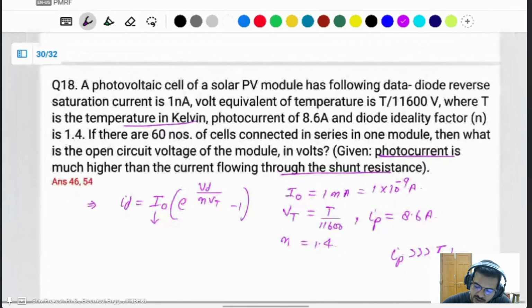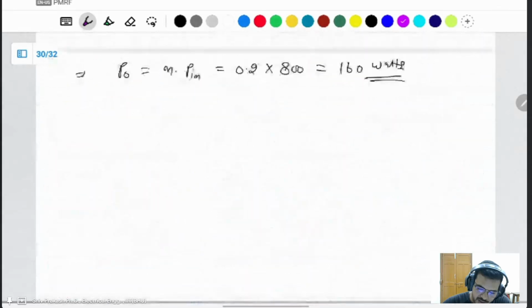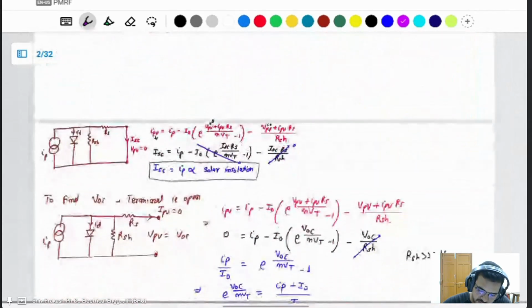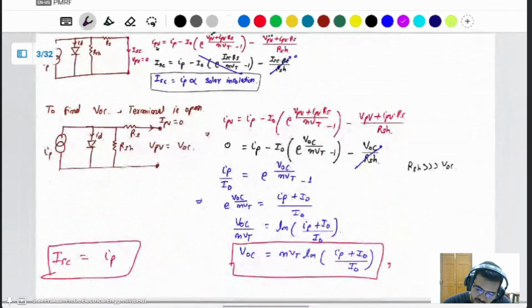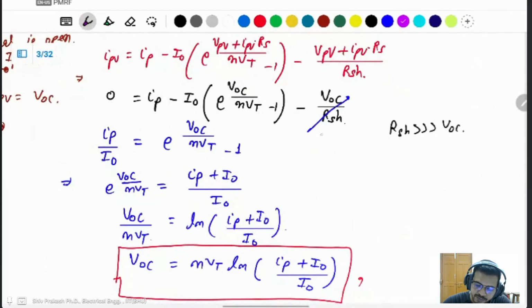That condition lets us neglect this term at the start. VOC depends on IP, and IP is very high with respect to the shunt current. That's why I neglect this whole term.